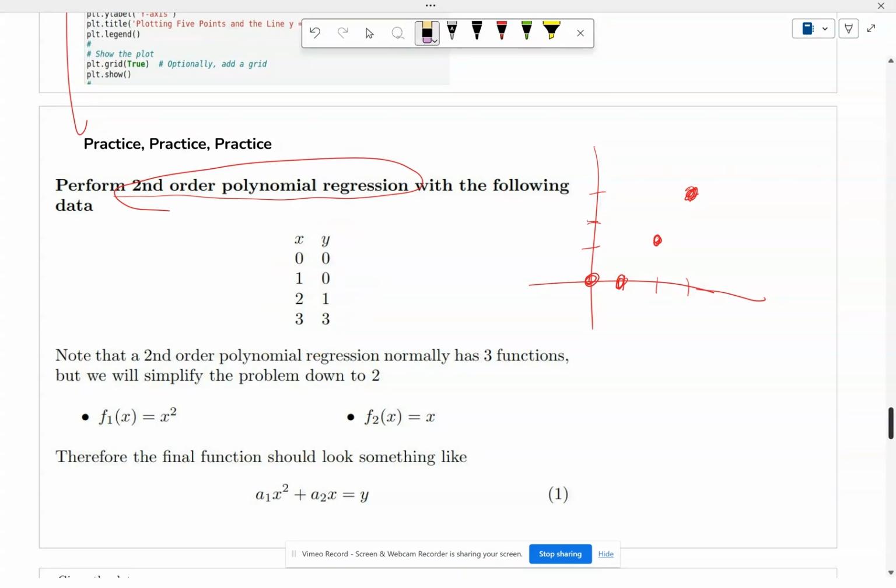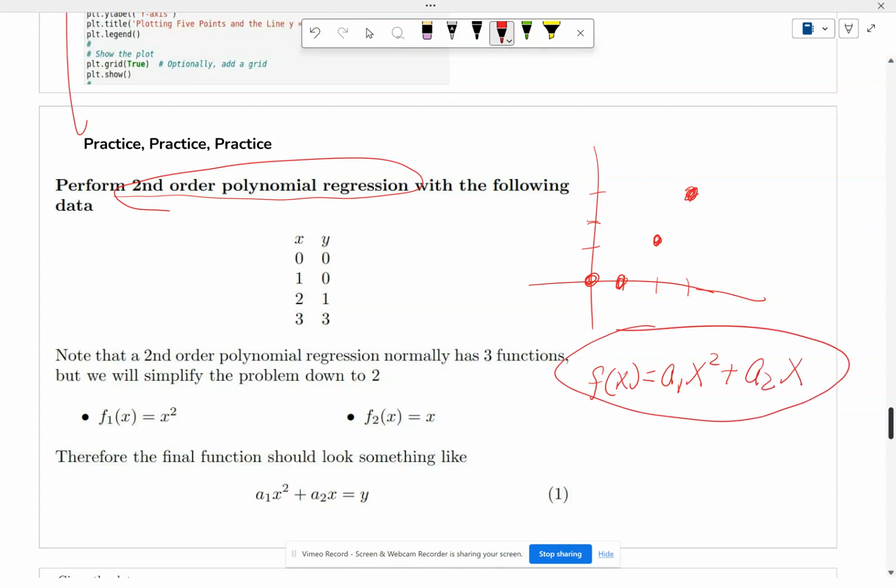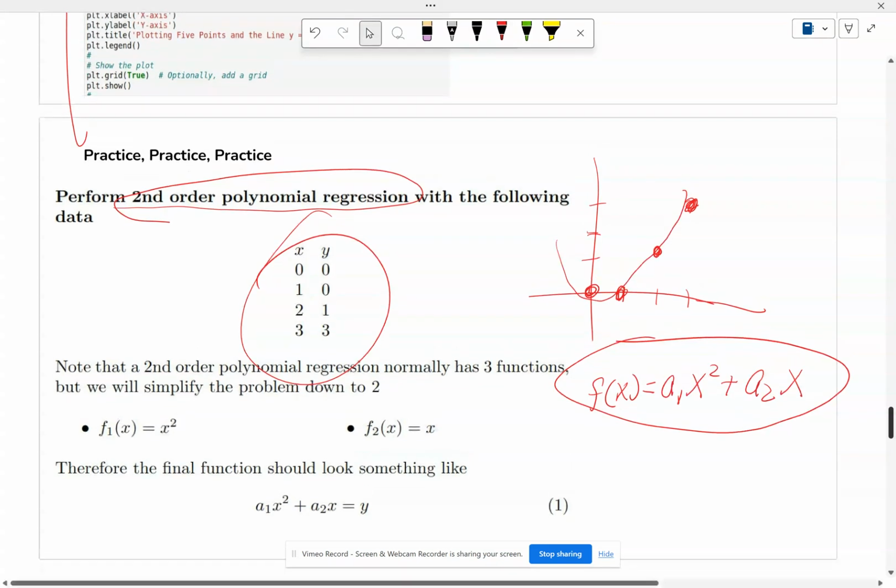The assumption we're going to make is that the function is equal to some kind of a1 times x squared plus some kind of a2 times x. So we're going to assume this is a function, and these are the points. See if you can come up with the equation yourself using the closed form solution.